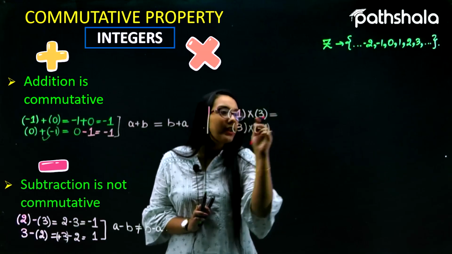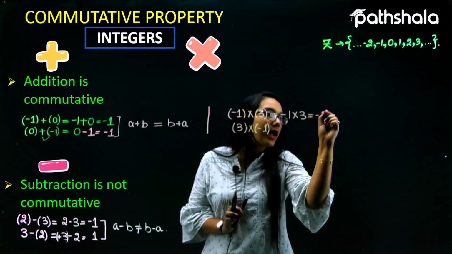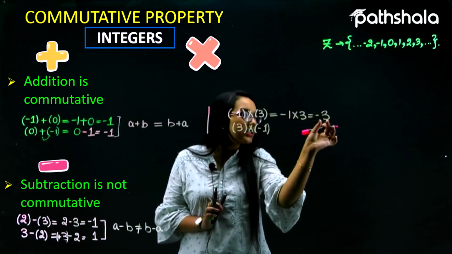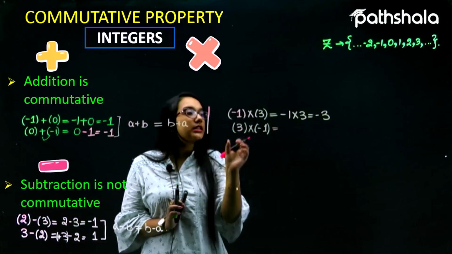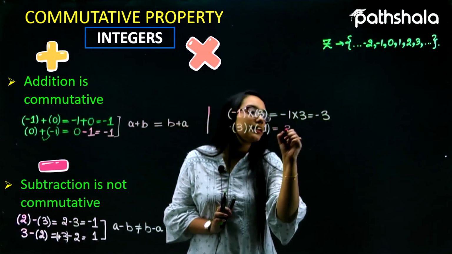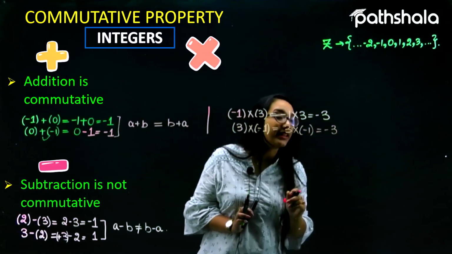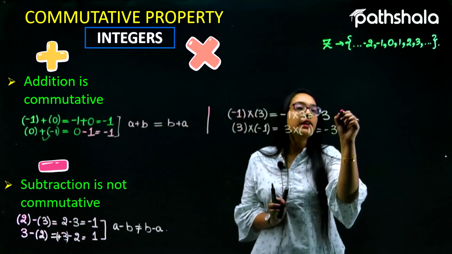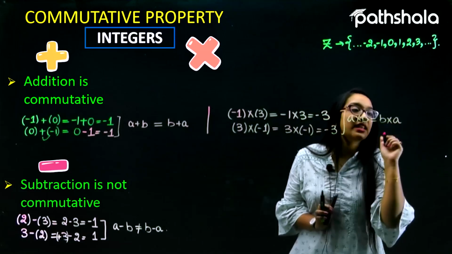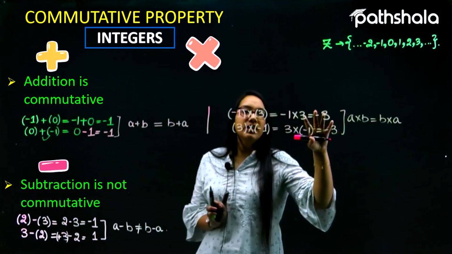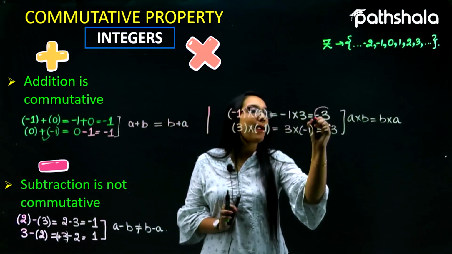So -1 into 3 is nothing but minus of 3, because 1 into 3 is 3 and the negative will remain the same. And for the second, 3 into minus 1, 3 ones are 3 and the negative will remain the same. So the answer is A into B is equal to B into A. As we can see over here, minus 1 into 3 or 3 into minus 1, both of them are giving the same answer, minus 3.